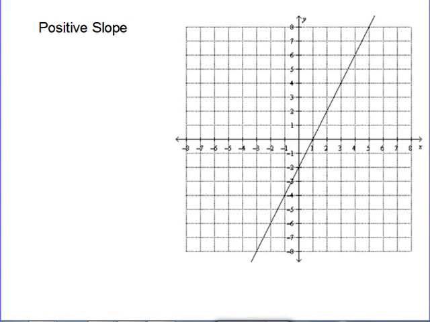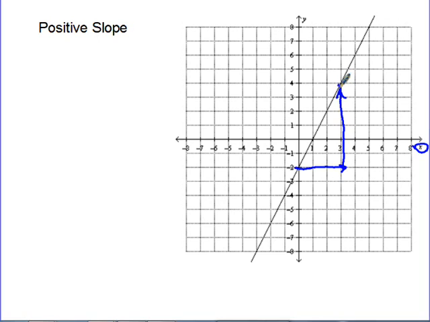So let's take a look here at positive slope. The reason we know the slope is positive is because as x increases, and keep in mind that x increases to the right because here is my x-axis, as x increases, in order to stay on the line, what is happening to my y value? As x increases, y increases. And that is, by definition, a positive relationship or positive slope.